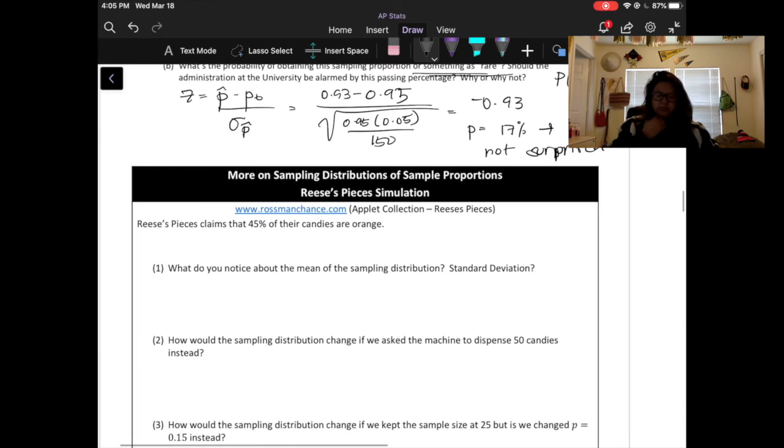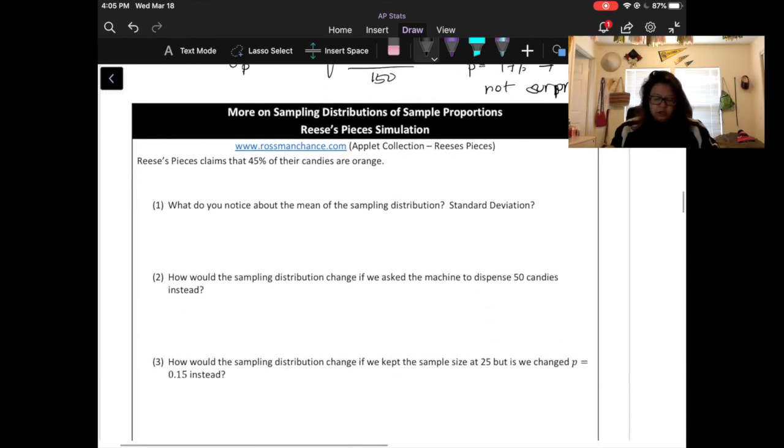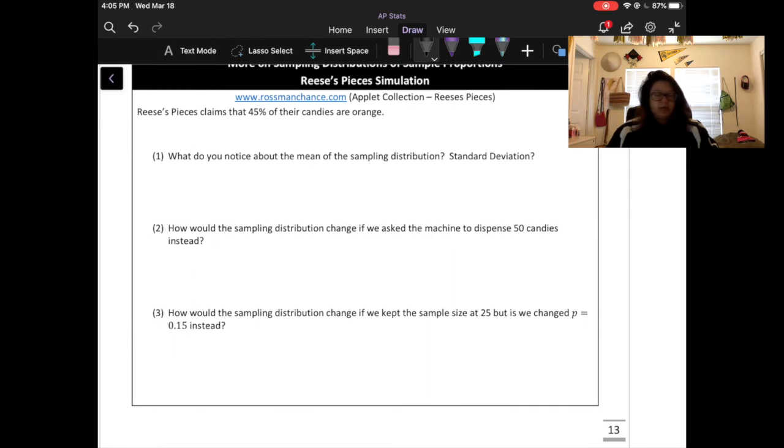As you notice at the bottom of your notes, you see that there is a simulation. If you want to do the simulation, you can. However, I'm not requiring you to do so.